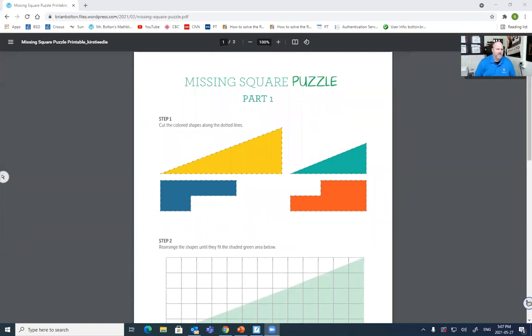Okay. So like I said, if you have a chance, please print off the missing square puzzle. It's kind of a neat activity. I had to change some of the activities for this course because it's online. So this is one of the ones I changed.